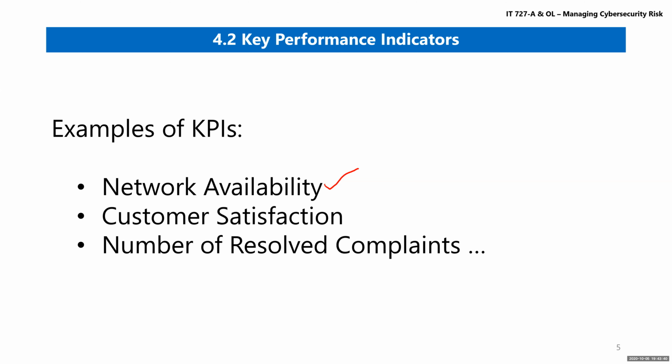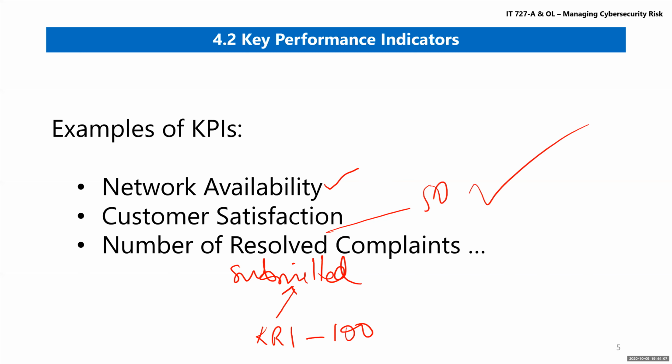But another thing: number of resolved complaints could be the KPI. In this scenario for the KRI, I will say number of submitted complaints, right? Instead of the resolved ones. Then this will be more of the KRI, because once we have 100 complaints, that's a no-go. But if we're able to resolve 50 complaints every month, that's good. All right.